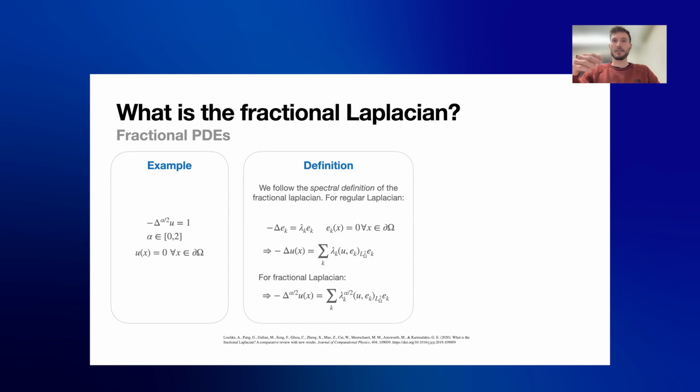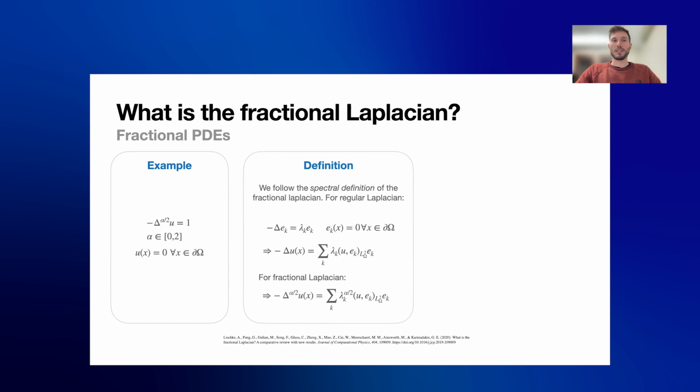The spectral definition is coming from spectral theory, where we say, okay, we have the Laplacian, and we can define its eigensystem. That would be its eigenfunctions and eigenvalues. And then in the second equation that you see in that box, we can define the action of the Laplacian onto a function u in terms of its eigensystem.